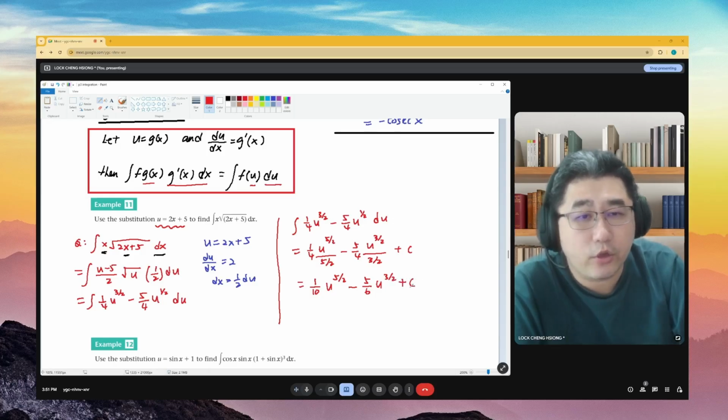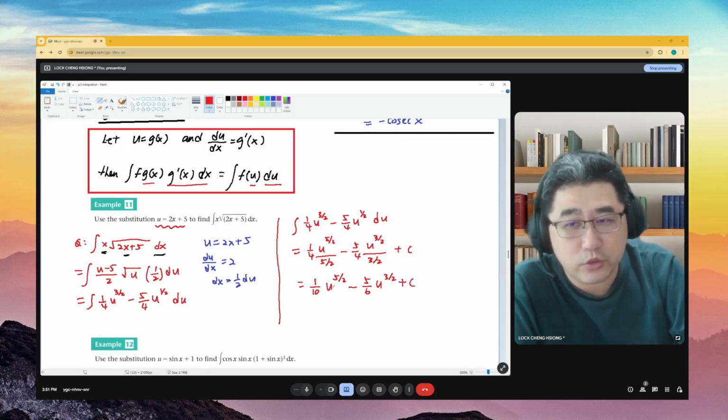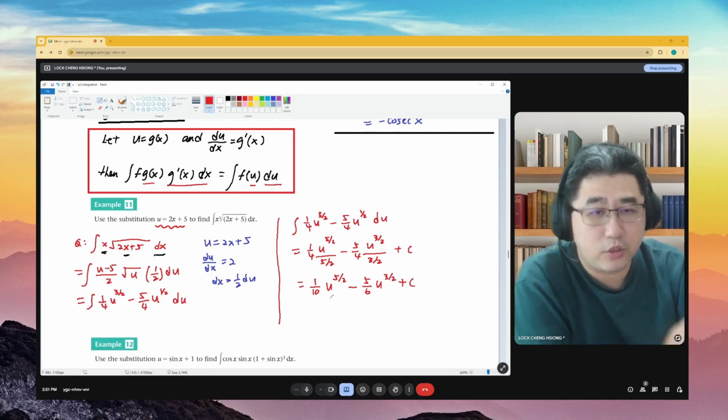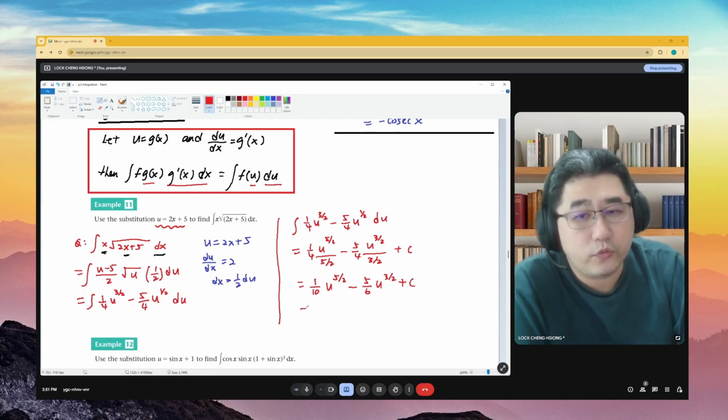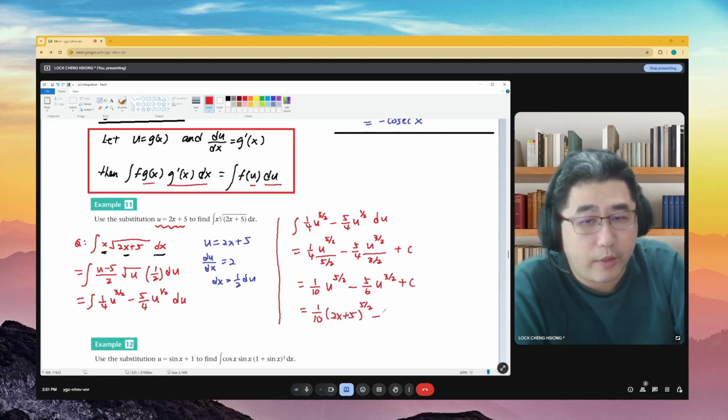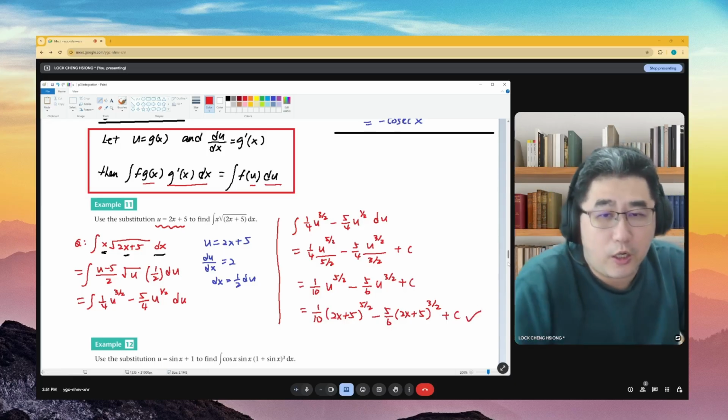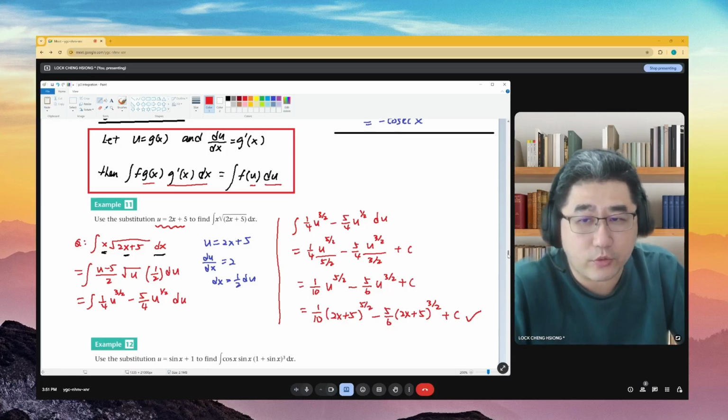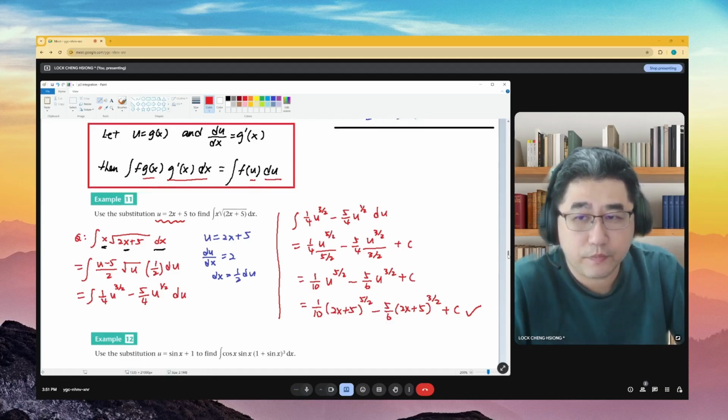Don't forget that your original question is in the form of x. U is just to help us do the integration, so don't forget to change your u back to x. So I have 1 over 10 of (2x plus 5) powered by 5 over 2, minus 5 over 6 of (2x plus 5) powered by 3 over 2, plus c. This will be your answer by using substitution.